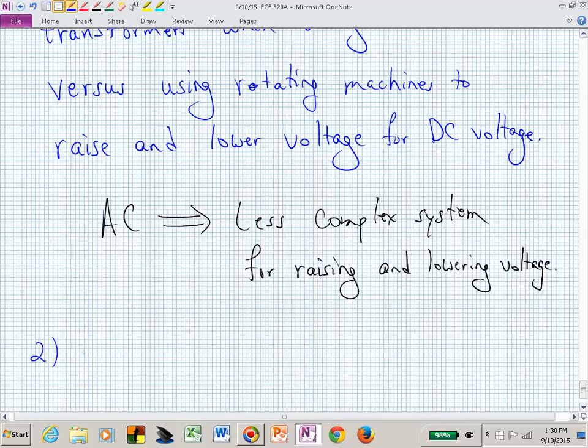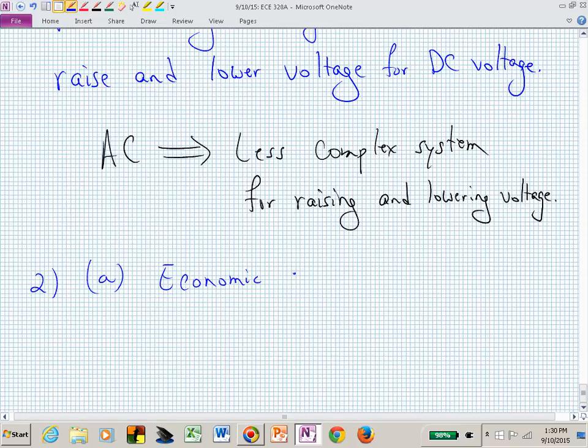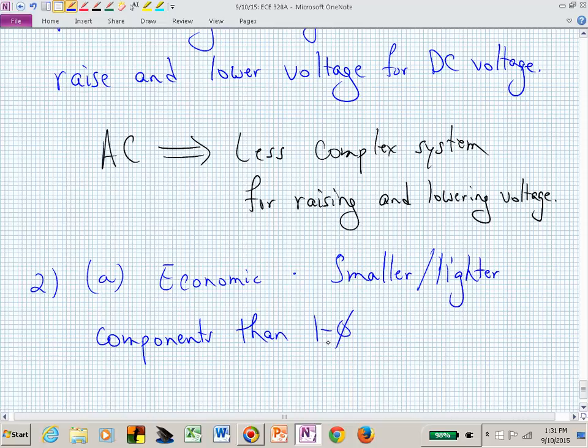A second characteristic, and maybe this is the key, it's economic. If you now have three phases instead of a single phase that you might have to supply many different loads, now we can use smaller and lighter components than single phase or one phase networks.